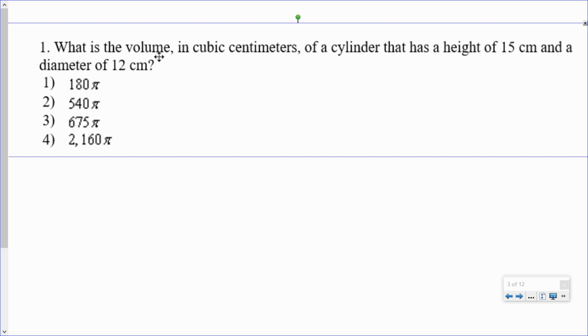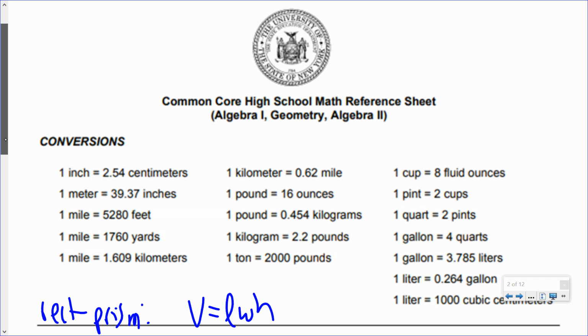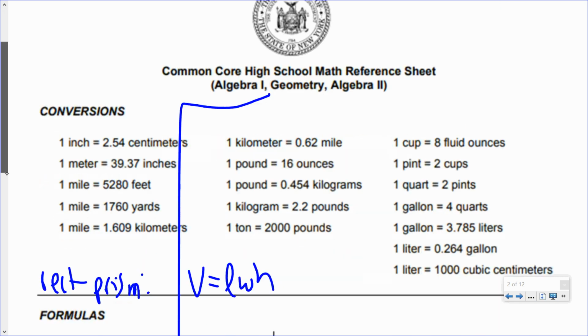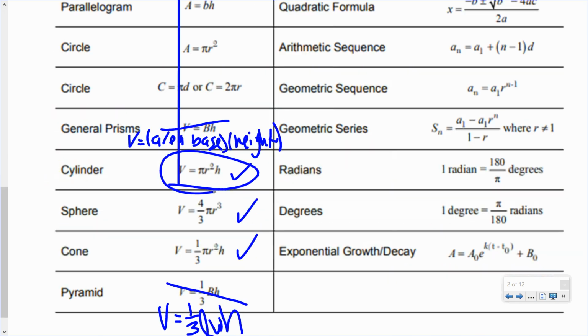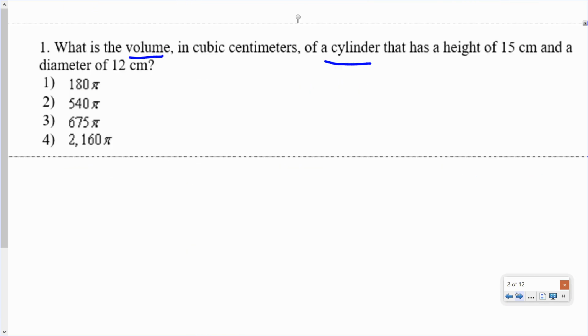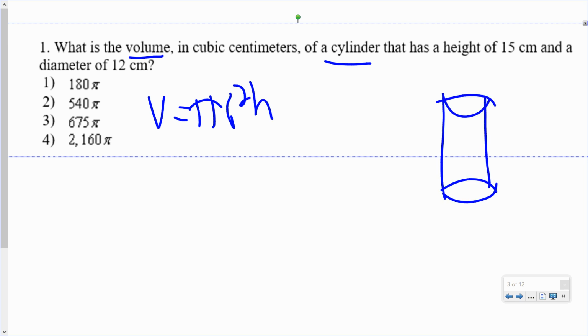What is the volume of a cylinder? So I go to my reference sheet. I go volume of a cylinder. V equals pi r squared h. You might want to draw a picture to help. The height is 15. The diameter is 12. Everything is the same unit, so we're good. So the radius is half of the diameter, which is 6.